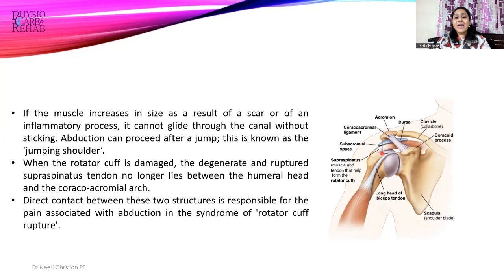When the rotator cuff is damaged because of degeneration or rupture of the supraspinatus tendon, because of this damage the humeral head will continuously impinge on the coracoacromial arch, and that's how the impingement will occur. So direct contact between these two structures is very much responsible. It is associated with abduction in the syndrome of rotator cuff rupture.